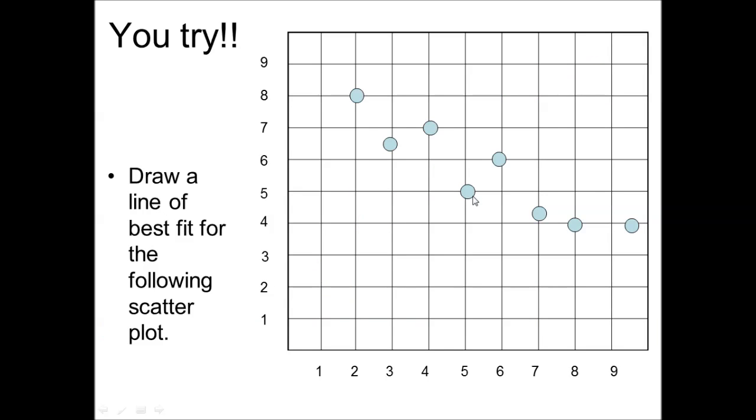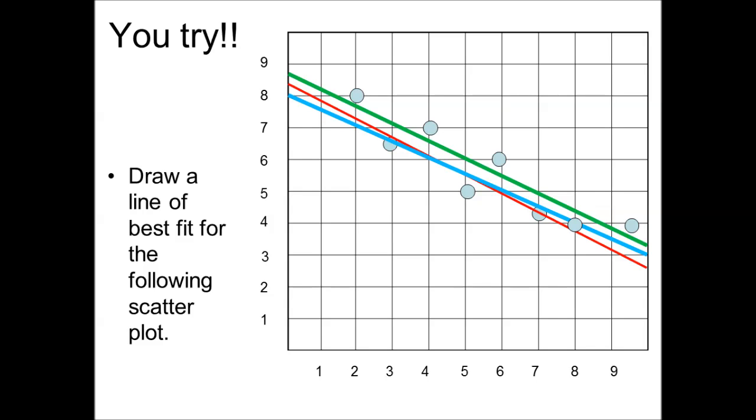You could also have data that looks something like this. And again, you might get different data. If this is my line of best fit, you might have one that looks like this. You could have one that looks like this green line. Doesn't matter. It's as long as it's a pretty close estimate.